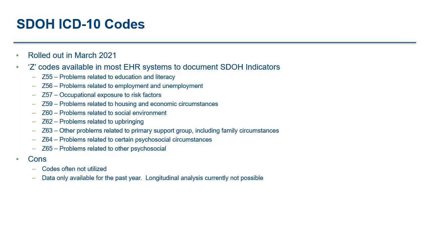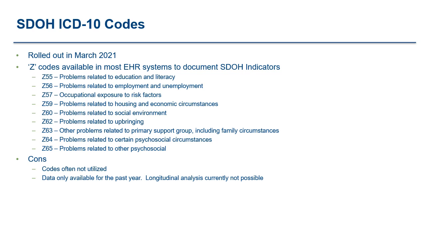Now, what happened was in 2021, a series of codes called Z codes were rolled out that can be used to document social determinants of health indicators. These Z codes are all listed here, and they deal with things such as issues with education and literacy, employment issues, occupational exposure, social environment, upbringing issues. There are a whole series of them, and these are being used at the patient record level. These are available within most EHR systems, such as Epic, Cerner, eClinicalWorks, Allscripts, I believe, also has it. So those are codes that are currently available.